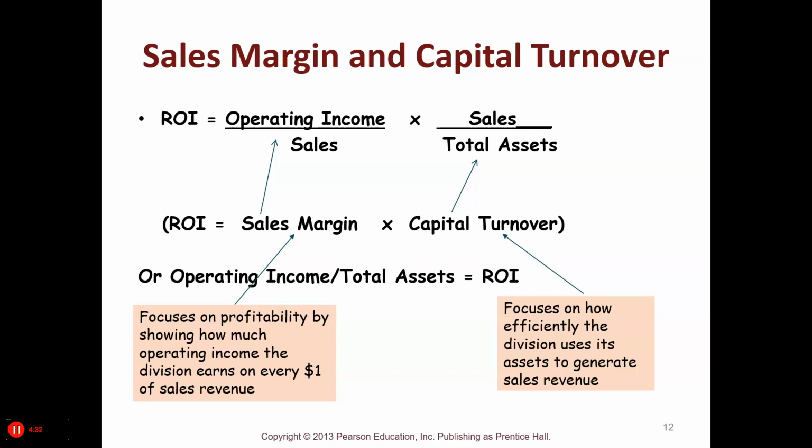So you'll get the same answer if you just divide operating income by total assets. But if you break it down between sales margin and capital turnover, you get a better idea of what that return on investment is.